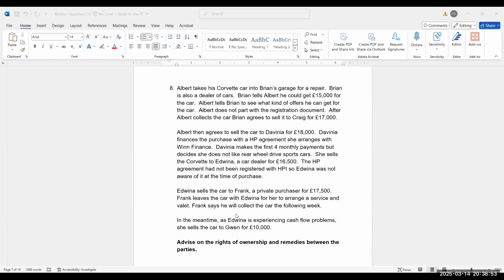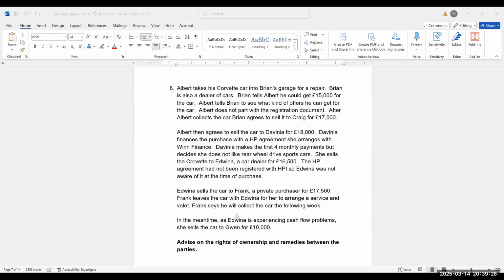So that's a difficult one to reconcile. You can see on the facts it doesn't say, but we want to know, has she bought in good faith? Has she bought at a good price? So she sold it to Gwen for £10,000. Yeah, the car devalues from 17,500 to Gwen for 10,000. It's up to you how you interpret that.